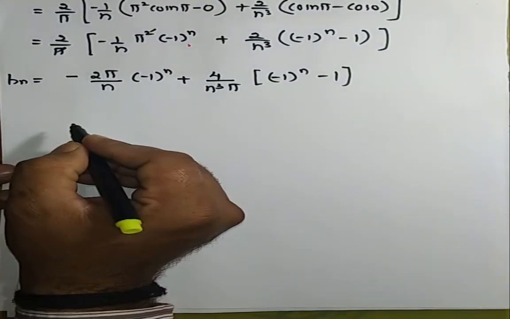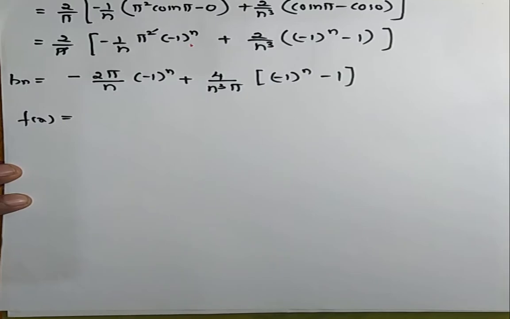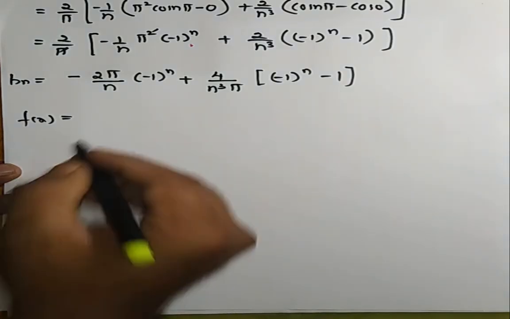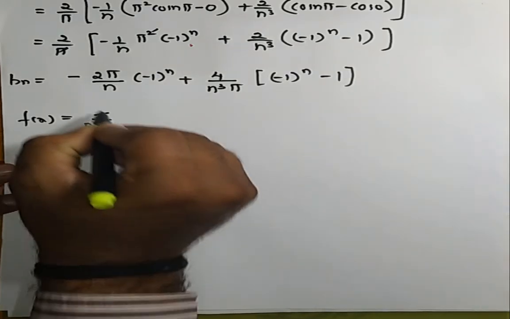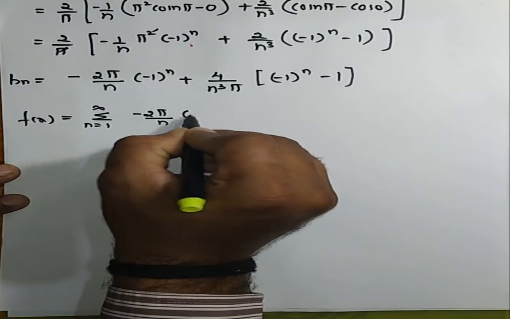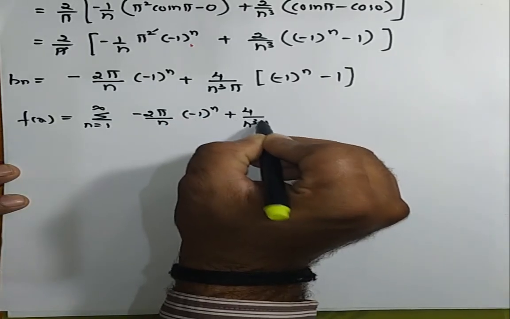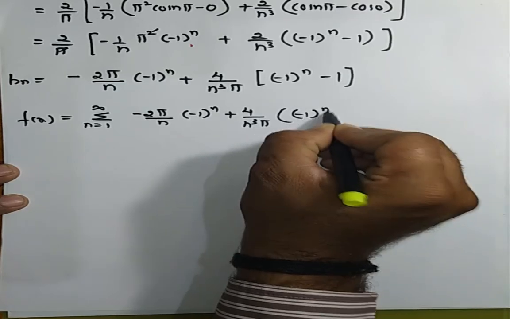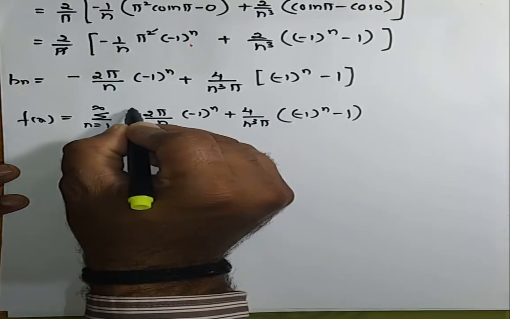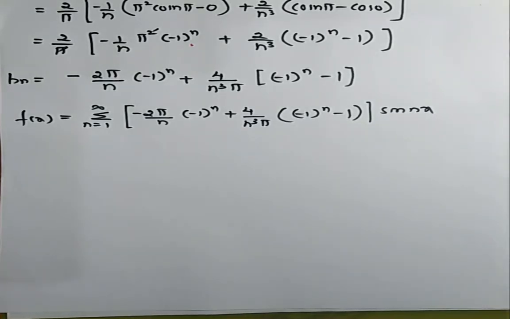Okay, then after getting this bn, put this in the required Fourier series. F of x is equal to a naught by 2 is 0, an is 0, only the value is summation n from 1 to infinity, minus 2 pi divided by n, minus 1 raised to n, plus 4 divided by n cube pi, minus 1 raised to n minus 1, bracket, into sin nx. So this is the required Fourier series.